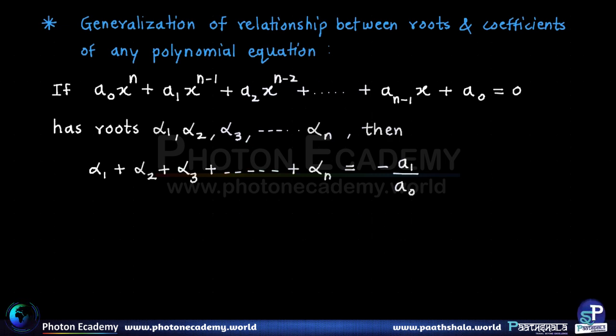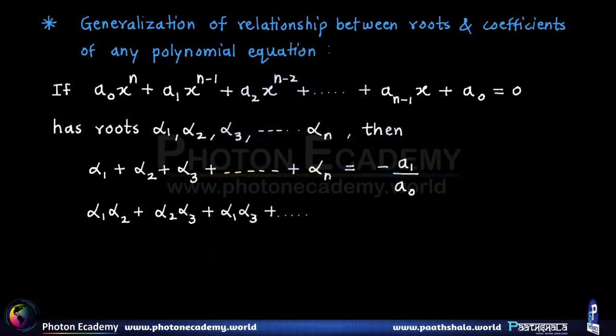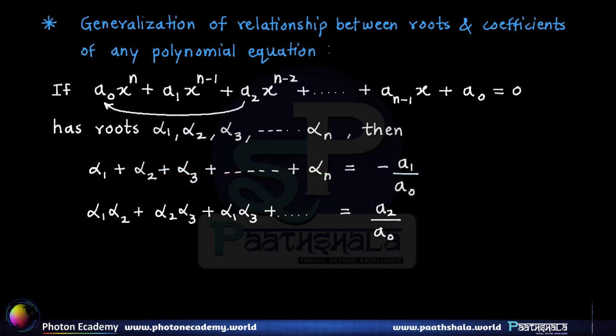Now suppose we want to take the sum of products of two roots taken at a time. That means it is alpha 1 alpha 2 plus alpha 2 alpha 3 plus alpha 1 alpha 3 and so on. So it would cover all the possible products of the two roots taken at a time. This will be given by a2 upon a0, which is nothing but the next coefficient divided by the leading coefficient. Here we observe that the sign is positive.